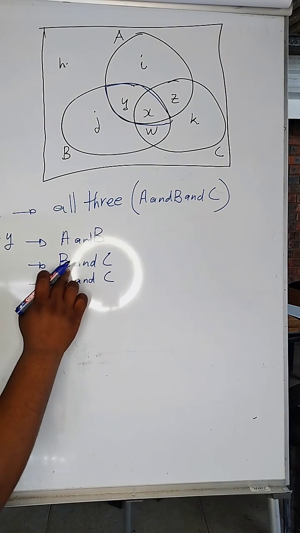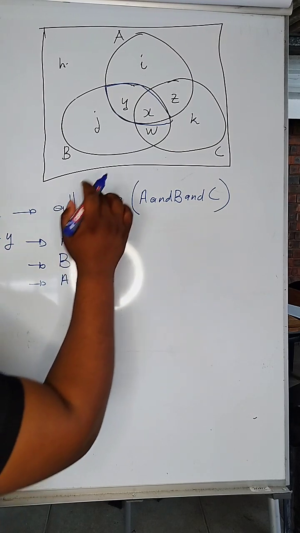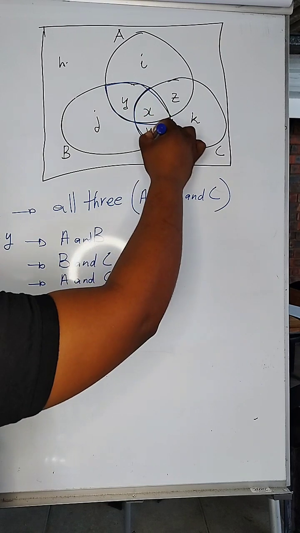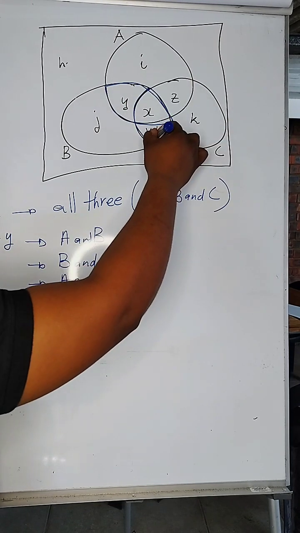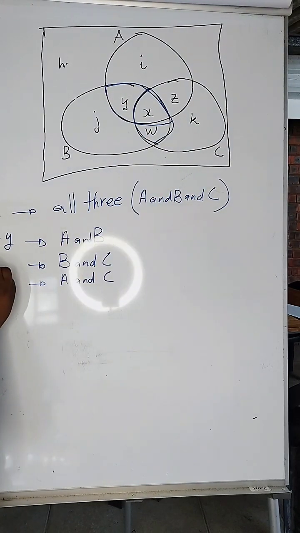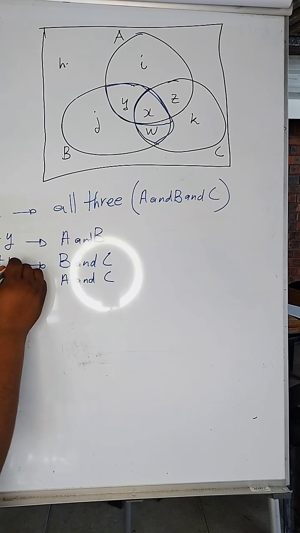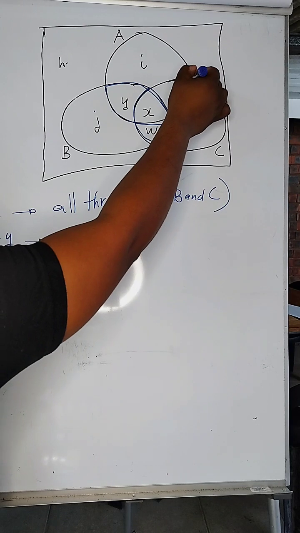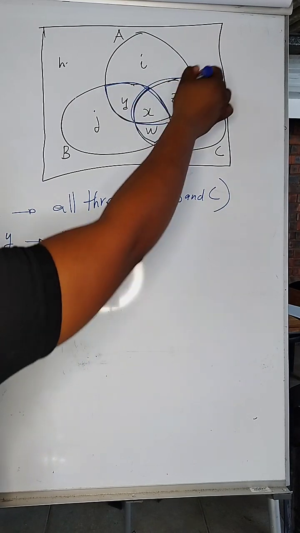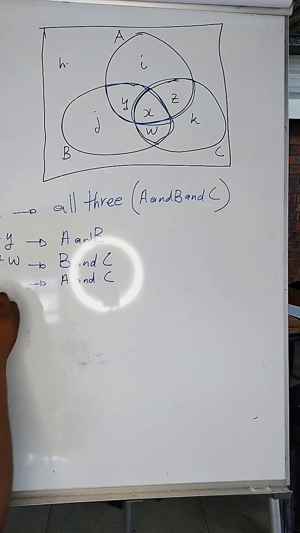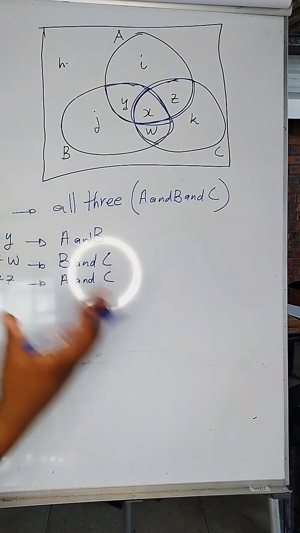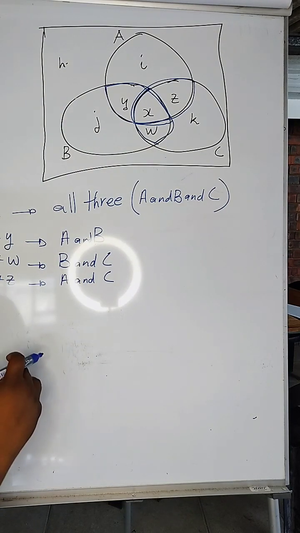Okay? What will be B and C? B and C. Here is the intersection. This intersection includes X plus W. Okay? Then A and C. Now we have this intersection. Can you see that intersection? It has X plus Z. That is what we know from the grade 10s, okay?